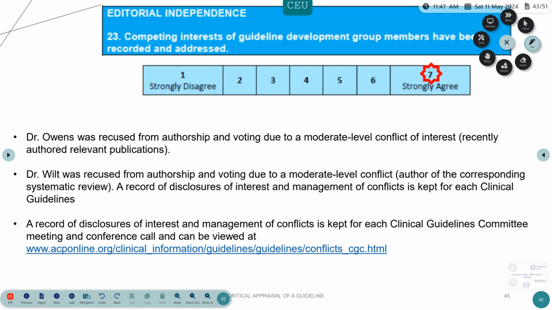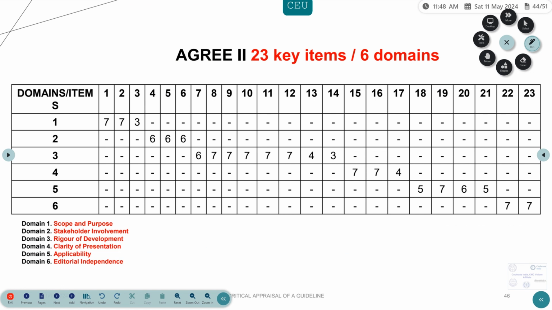While Dr. Wilt was also given lower voting due to a moderate level conflict, and they have disclosed everything in the journal. They put a separate article where they have disclosed every conflict of interest and how they managed it also, which was appropriate. So once you've done all this, that's an exhaustive domain. So you have 23 items.